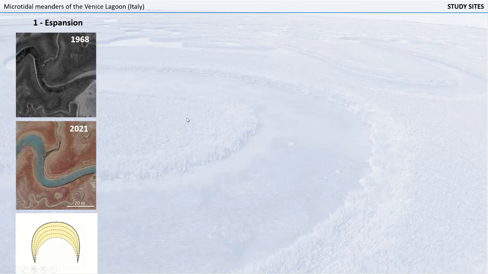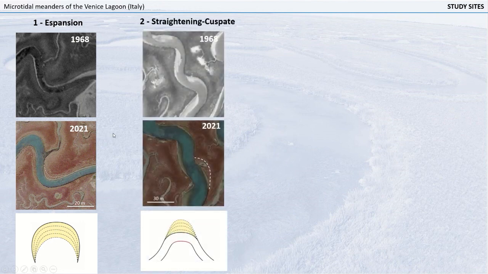So the first case is associated with what we call an expansional behavior. So this is really linked with the classical model. The belt over the past decades simply increased its own sinuosity, developing classical point bar deposits. Something very different is associated with the second study case, where we are dealing with a cuspate belt.